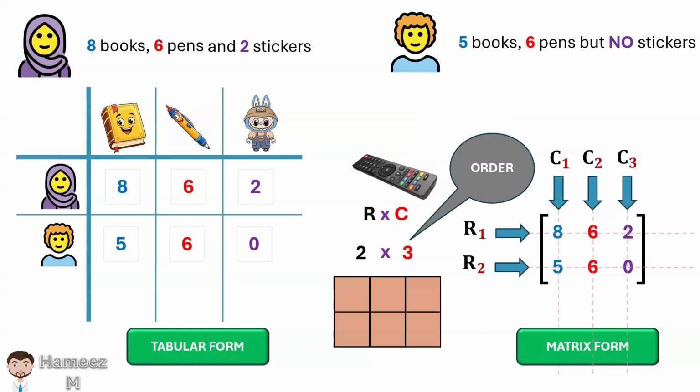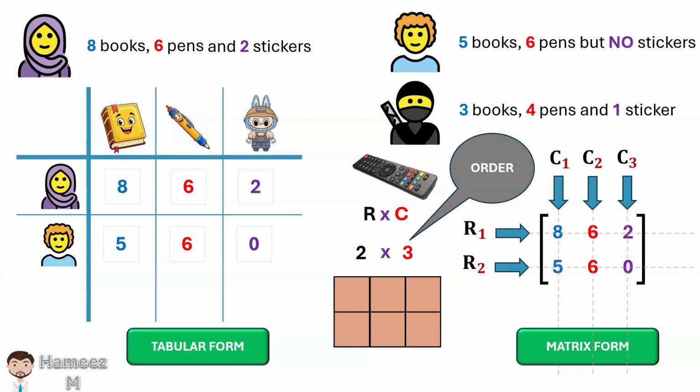So what happens now if we have a third friend? We have our little ninja, and he requires 3 books, 4 pens, and 1 sticker. So can we fit him on the table as well? Right. So we'll put in the ninja, and he will have 3, 4, and 1 to represent the information as required. Can we fit it into the matrix? And yes, we can. And we see our matrix is growing and holding more and more information.